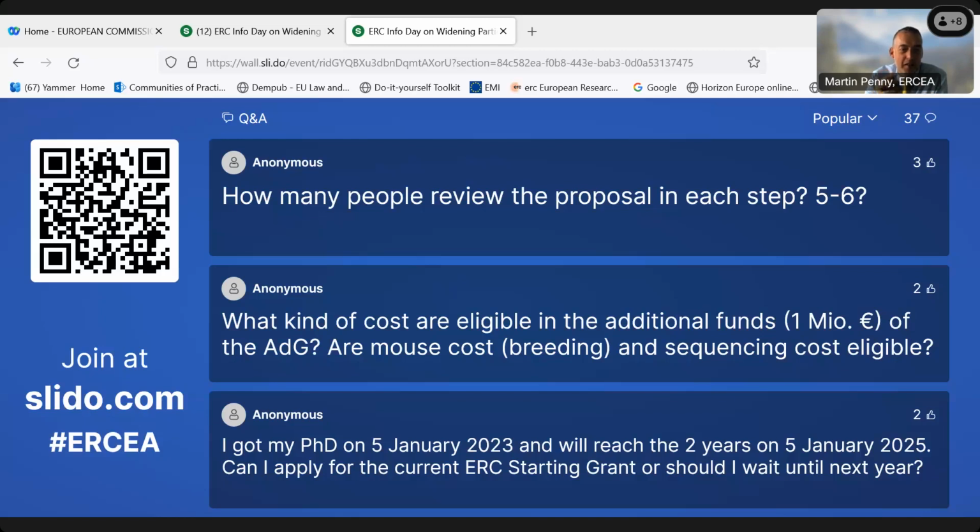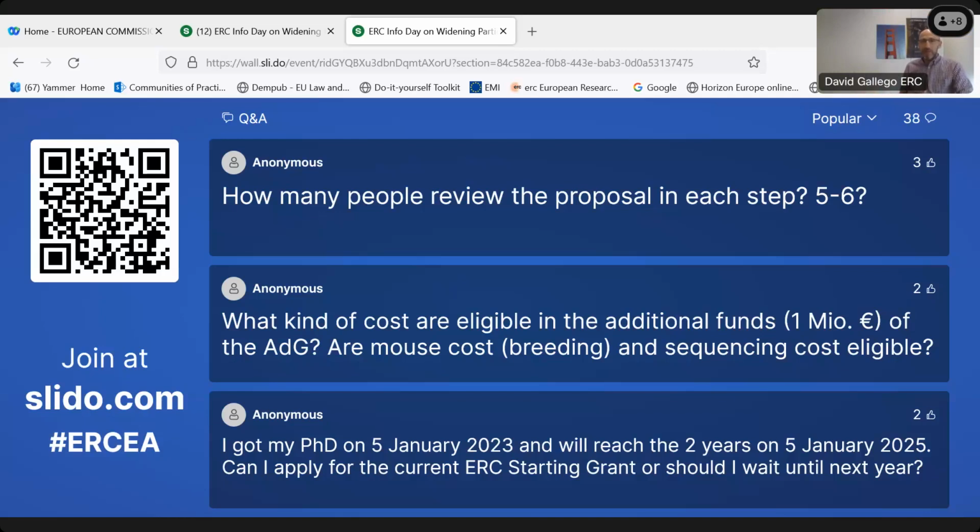David, I come to you because I think the following question is more for Ina. How many people review the proposal in each step? At step 1, there are minimum 3 reviewers, usually 4 to 5. It also depends if the proposal has some kind of interdisciplinarity and we ask for a review from a different panel. So they're 4 to 5.